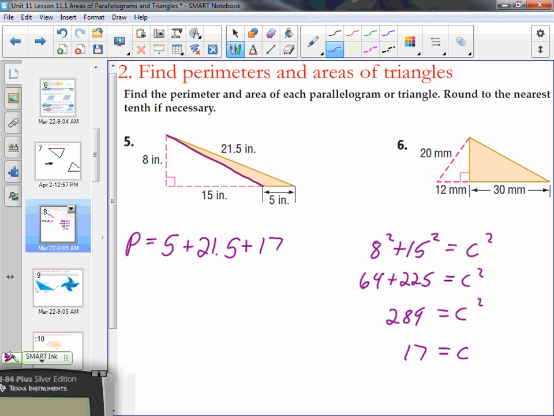So to get the perimeter, plus 17. And what is 5 plus 21.5 plus 17? 43.5 inches. Okay?